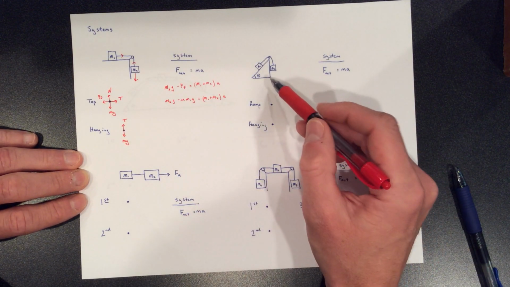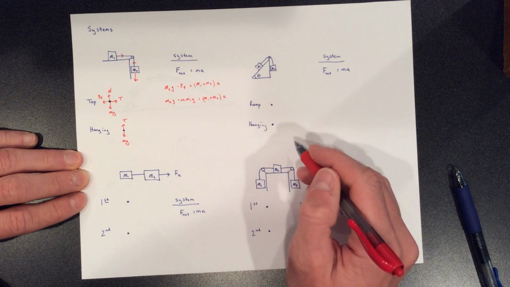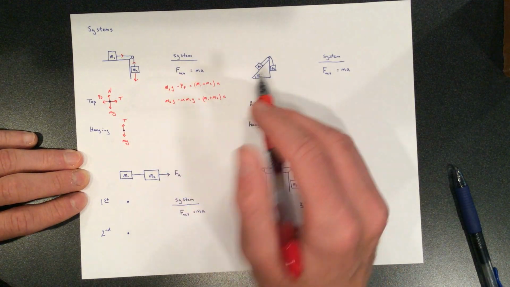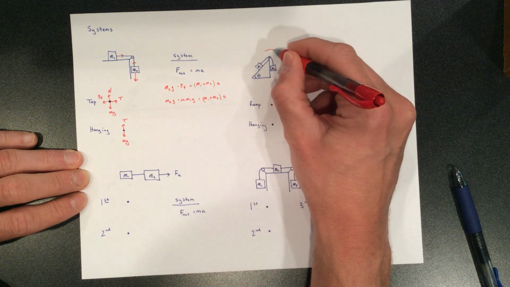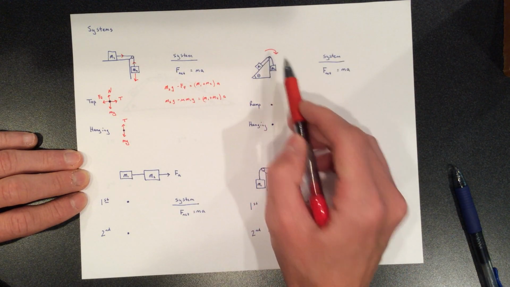Okay, how about this one? How about a hanging box and something on the ramp? We do have to make a quick assumption since we're in the abstract. Let's say that it's going to go this direction. That's the direction of the acceleration here.